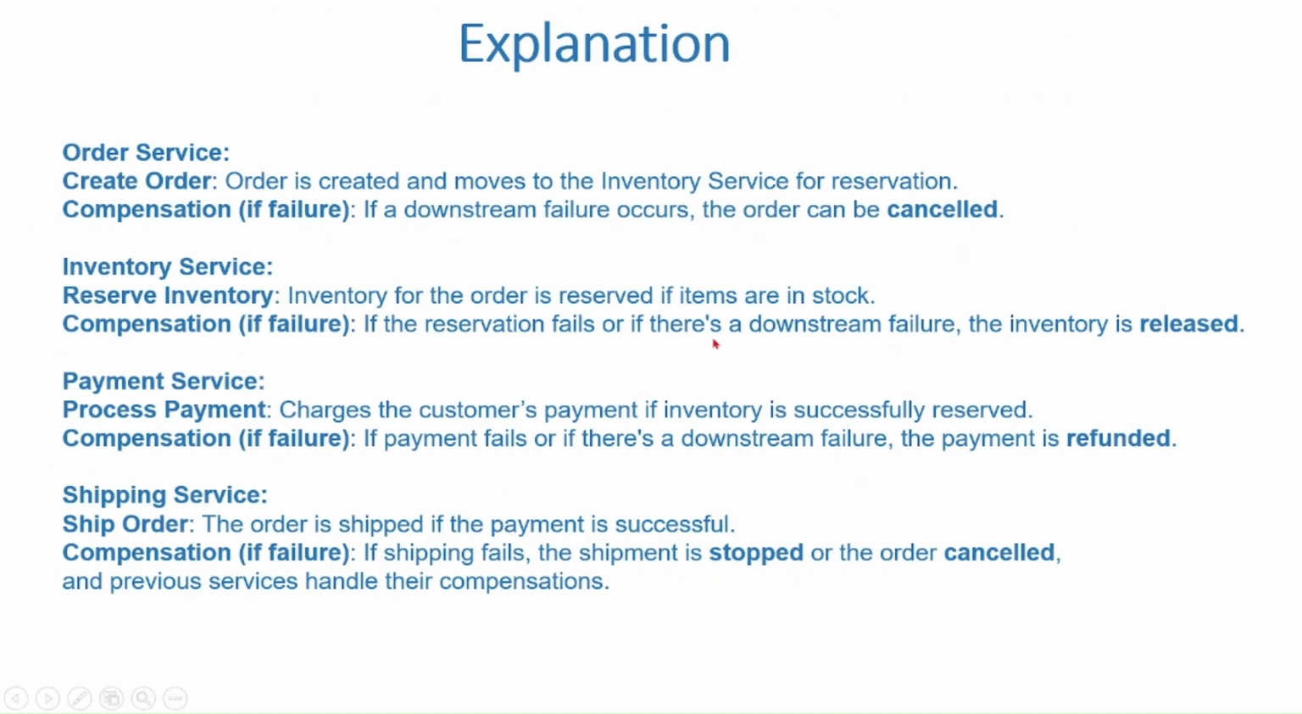So this is the explanation of the diagram: you have two processes, a success process and the compensation, which is the rollback process. So every service will have two processes, and depending on the event they get, they will execute the respective process.